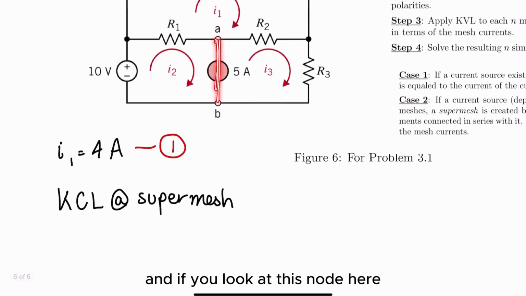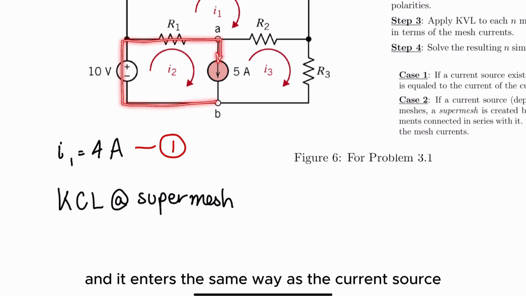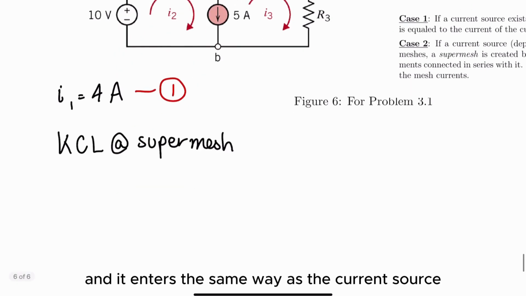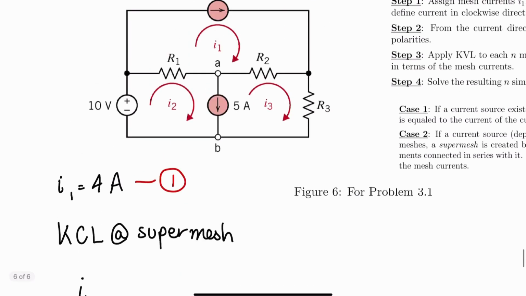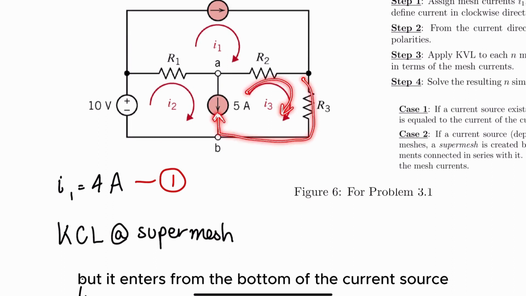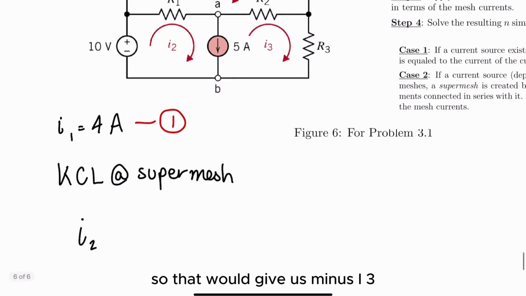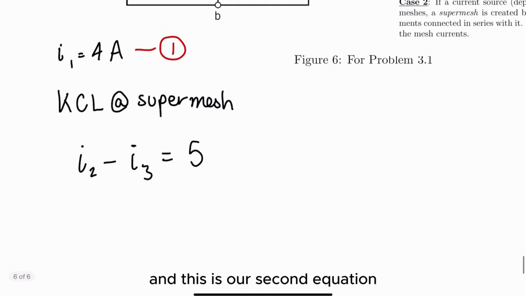If you look at this node here, look to the left first: I2 travels in the clockwise direction, so it leads here, and it enters the same way as the current source. So that would be the positive side, I2 here. On the other hand, I3 here goes clockwise, but it enters from the bottom of the current source, so that would give us minus I3, and then equals the current source 5 here. And this is our second equation.